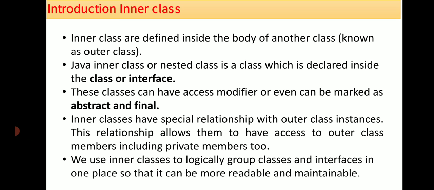These classes can have access modifiers, and can even be marked as abstract and final. An inner class may have an access modifier like public, protected and private. It can also have the abstract and final keywords preceding the inner class. An inner class can have a special relationship with the outer class instances. This relationship allows them to have access to the outer class members, including private members too.